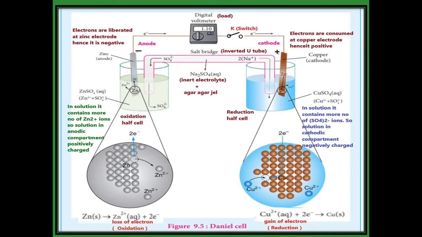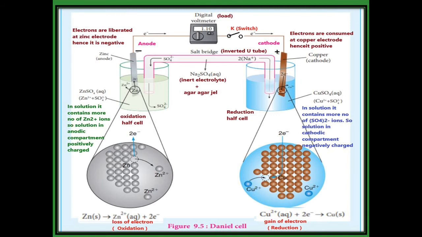Afterward, the electrolyte solutions: on the left hand side the electrolyte solution is zinc sulfate, and on the right hand side copper sulfate, the blue color solution. Both are connected by an inverted tube. That inverted tube is called the salt bridge. The salt bridge contains sodium sulfate and potassium chloride and agar gel.